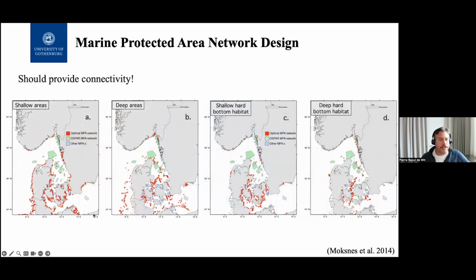For connectivity designs, here's again the same framework that I mentioned before, where you can compare where current MPAs are, which is in green and blue here, and the red dots are areas where they should be placed in order to provide good connectivity.